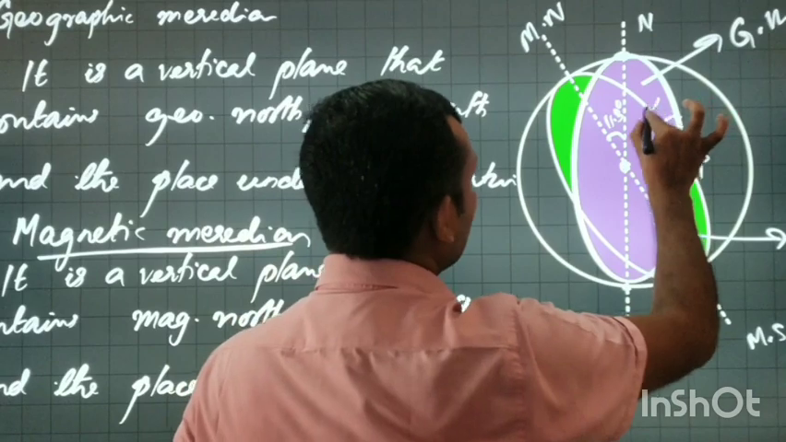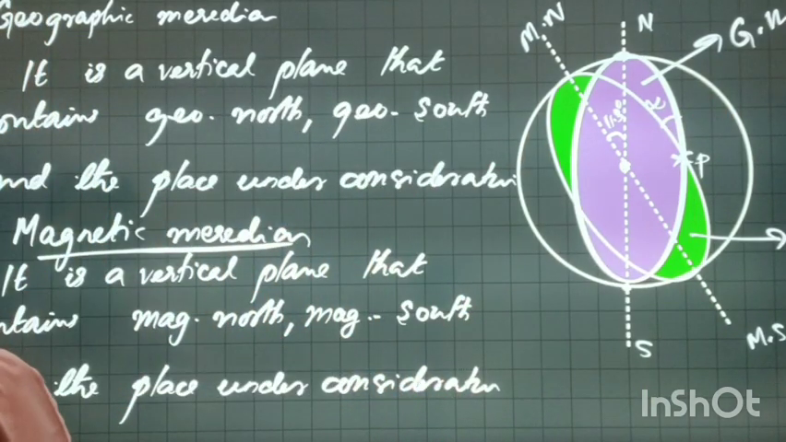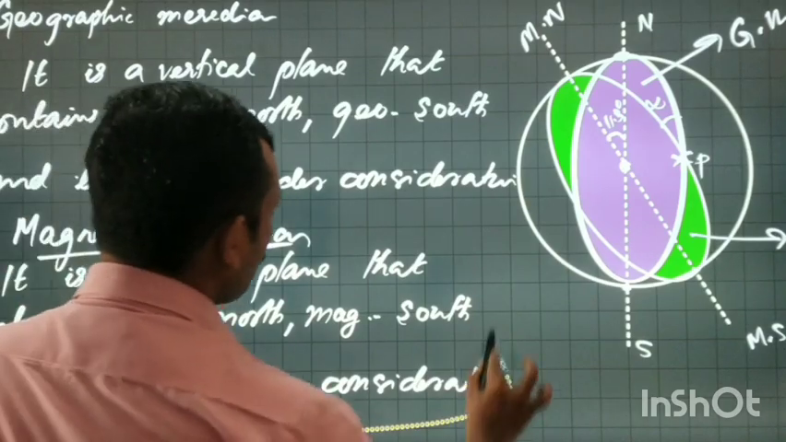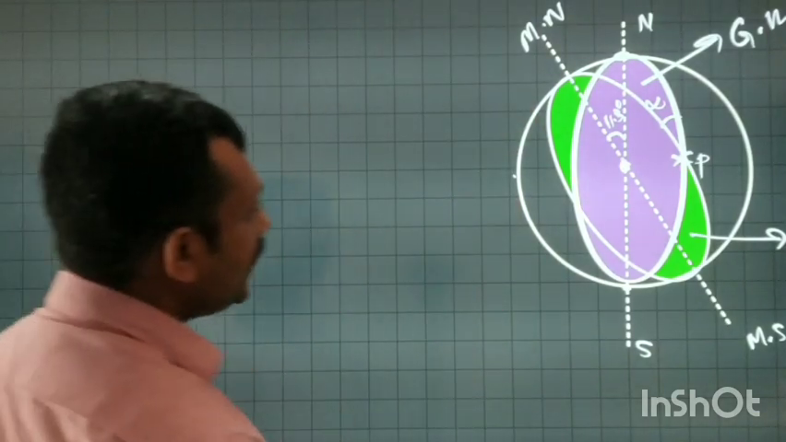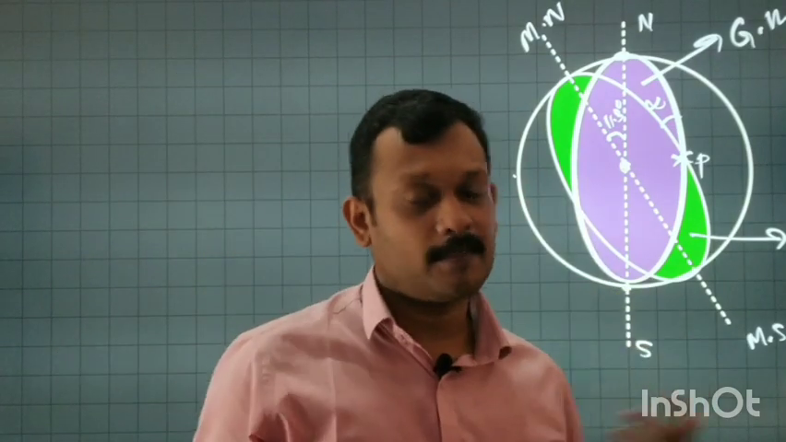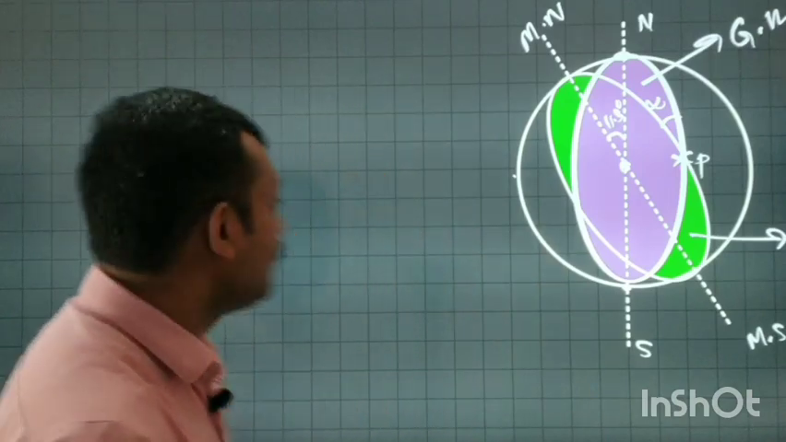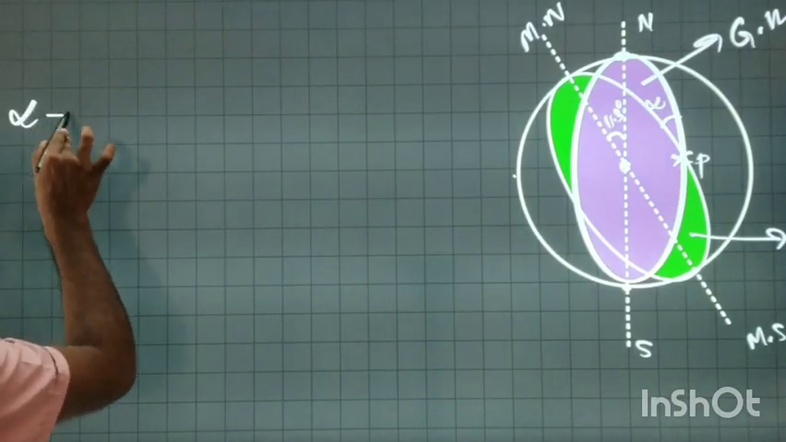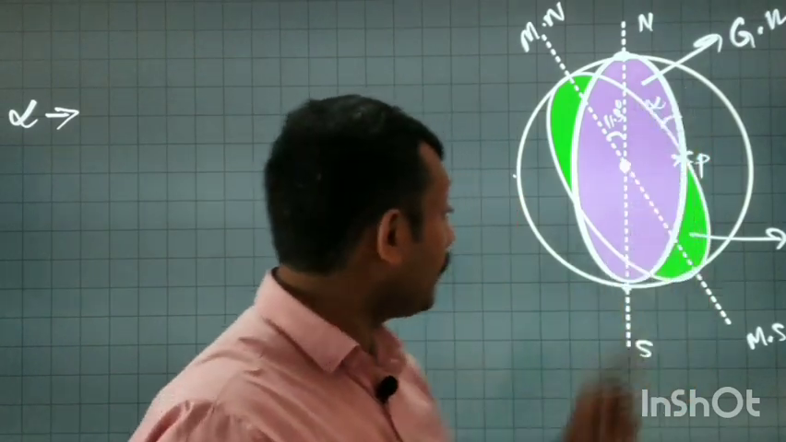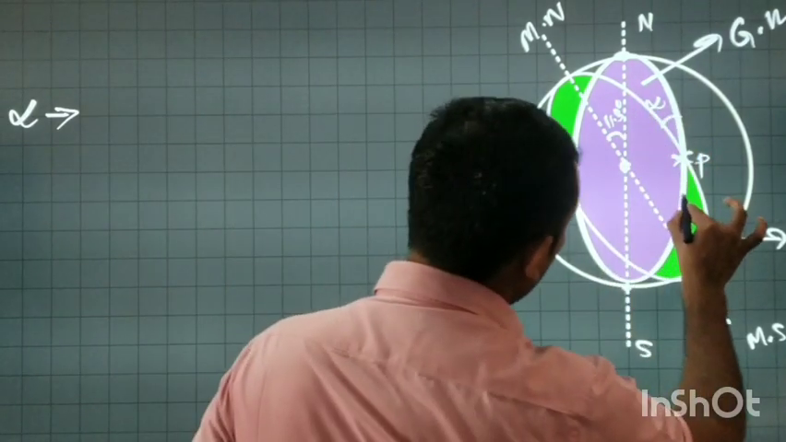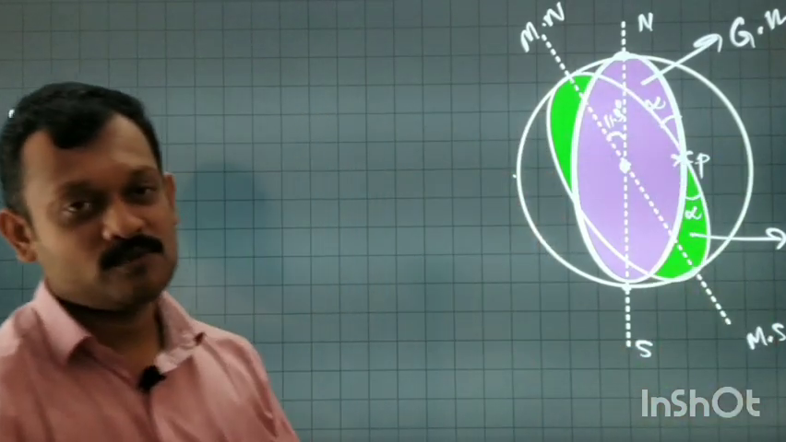Let me take this angle as alpha. Now the question is, how will you define alpha here? You have got the definition of geographic meridian and magnetic meridian. Now my question, what is alpha here? Alpha is an angle. What does angle alpha represent here? This angle is alpha. Obviously this angle is also going to be alpha because they are vertically opposite angles.